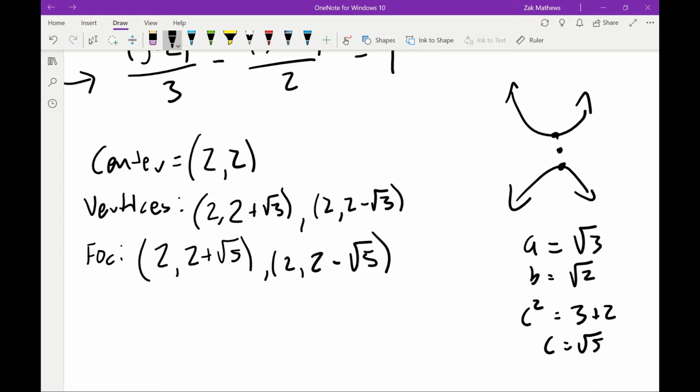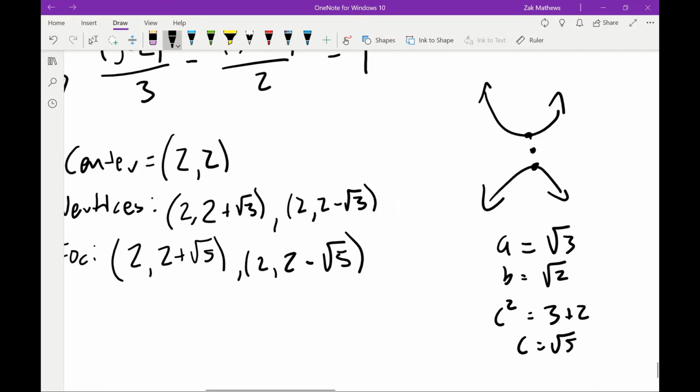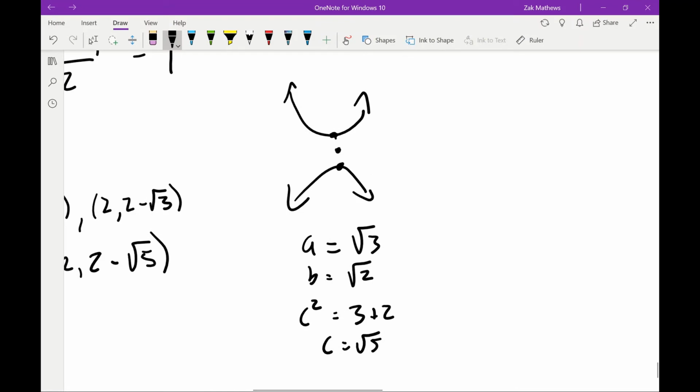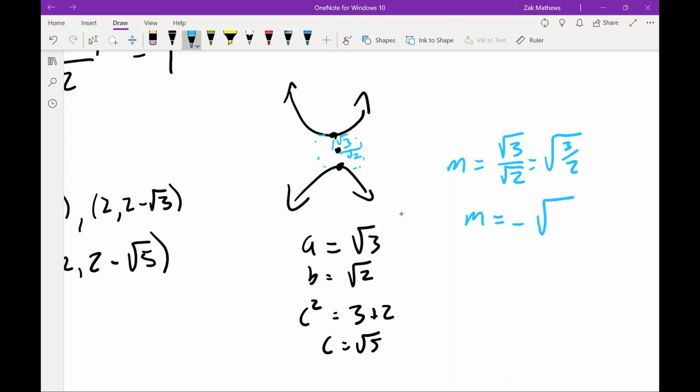I need to figure out the asymptotes, so let's think about those next. Let me scroll over here. If we think about that imaginary box, we know that the a, this distance here, is the square root of 3. The over is the square root of 2. So our rise is the square root of 3. Our run is the square root of 2. And so that will be our slope. We could write it all under one square root. Again, I don't care that you're rationalizing. And then we would also have the negative slope for the other asymptote.